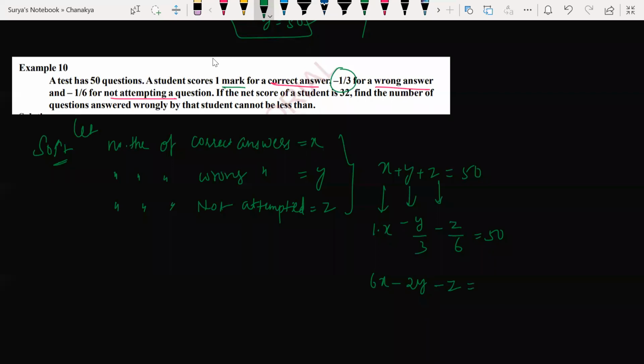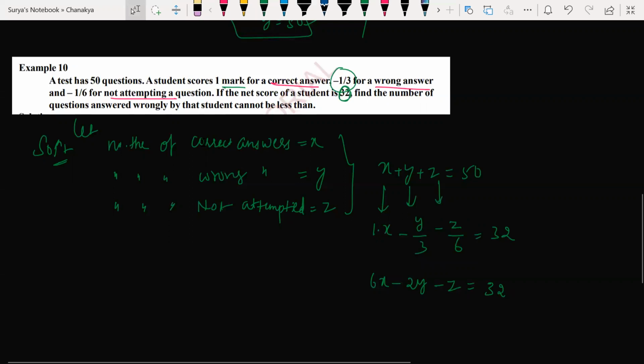Minus z is equal to 300. Oh, not 50 here, not 50. I'm sorry. How much do you have? The net score, sorry, net score. After doing all these activities, net score is what? 32, right? Equating with 32, not with 50. Correct? So it is equal to 32.